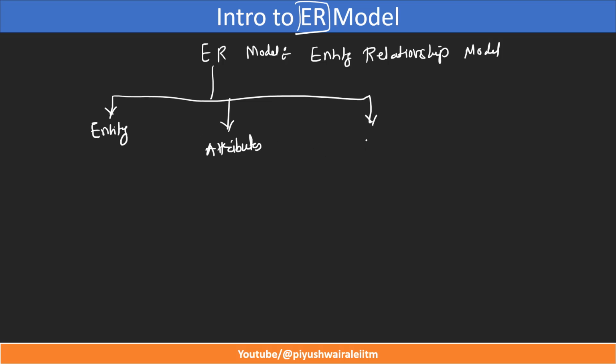We have entity, and then we have these relationships. Now attributes are associated with the entity and attributes are associated with the relationships also. We'll discuss this in the further lectures, but attributes are basically properties of a particular entity.